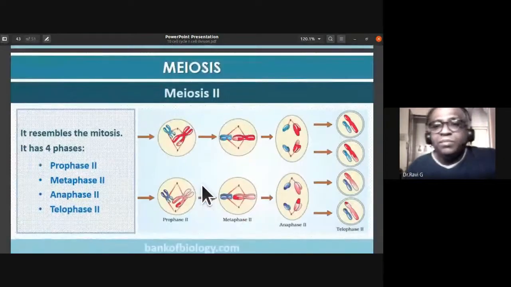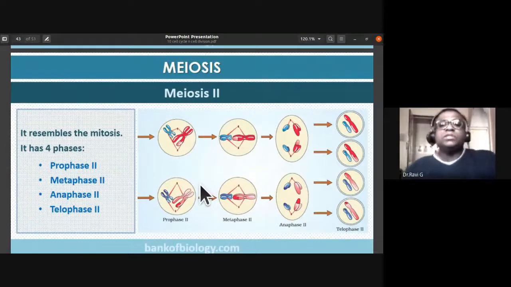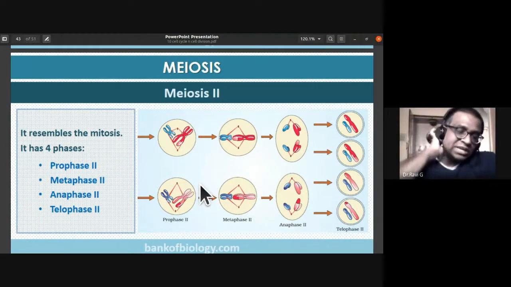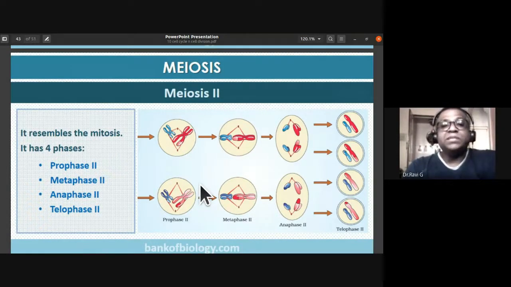Now we'll go for the meiosis 2. So meiosis 2 is also called haploid mitosis. It is similar to mitotic cell division. Now already in the dyad, haploid sets of chromosomes are formed. Now meiosis 2 resembles mitosis. That's the reason meiosis 2 is also called haploid mitosis.